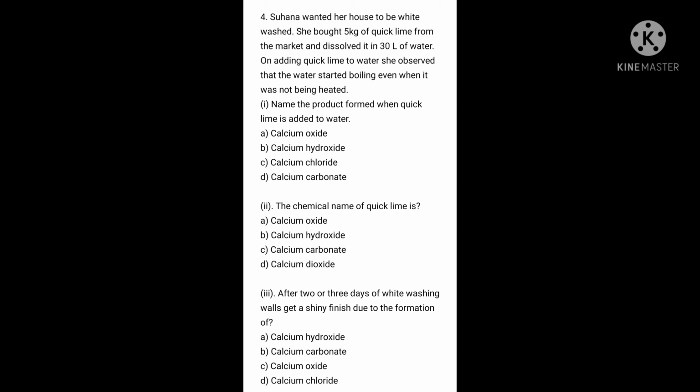Option A, calcium oxide. B, calcium hydroxide. C, calcium chloride. D, calcium carbonate. The correct answer is option B, calcium hydroxide.